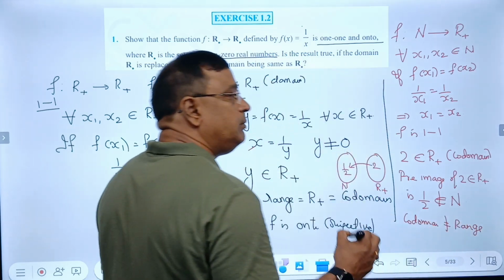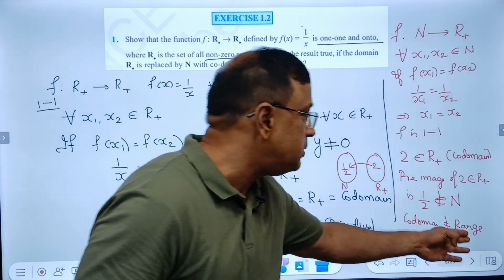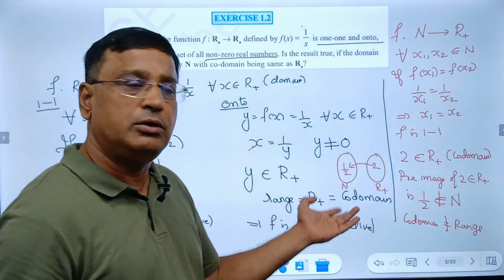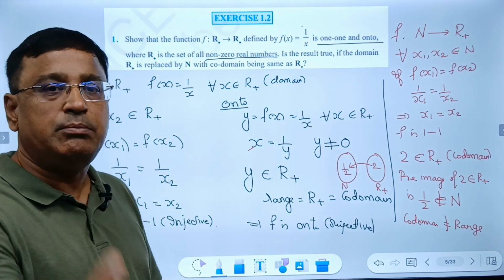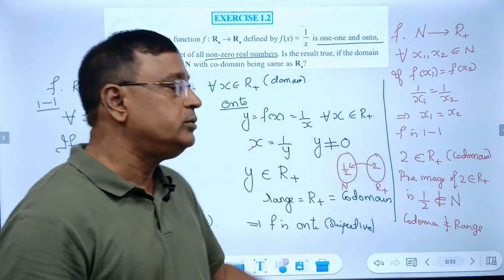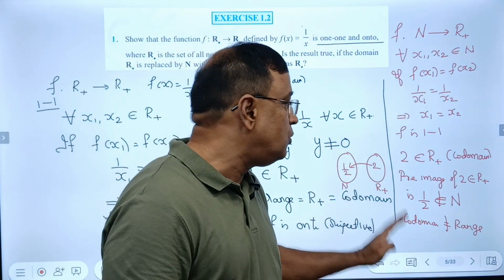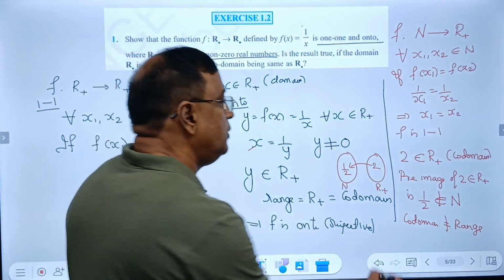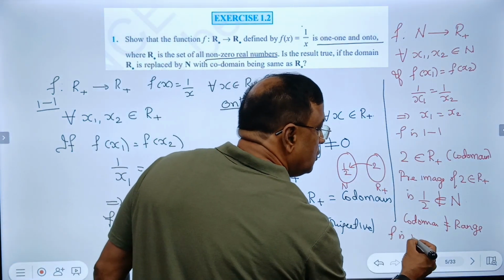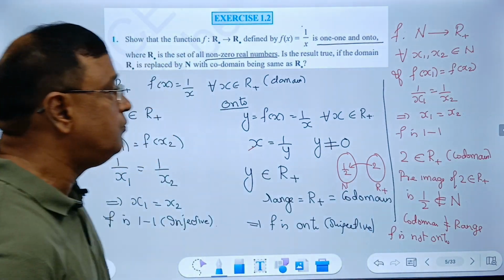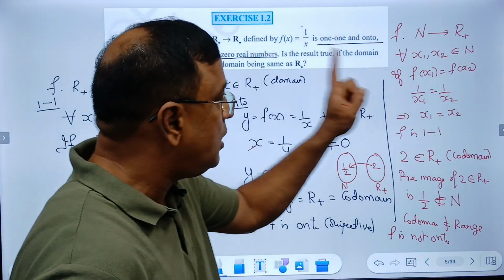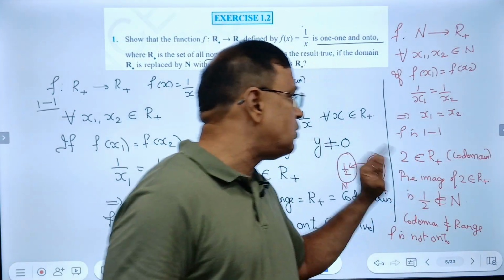My codomain will be R plus. My range is not R plus because 2 is not possible. I gave one example. You can give any example. If you give one example to say it's not onto, then it is not onto. So codomain not equal to range. Therefore, F is not onto. F is not onto from N to R plus.